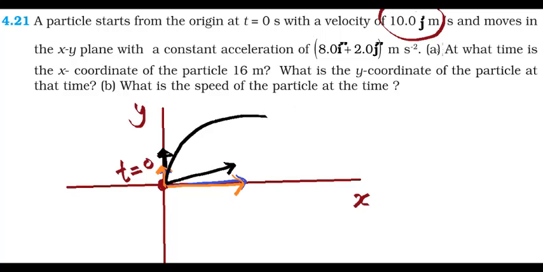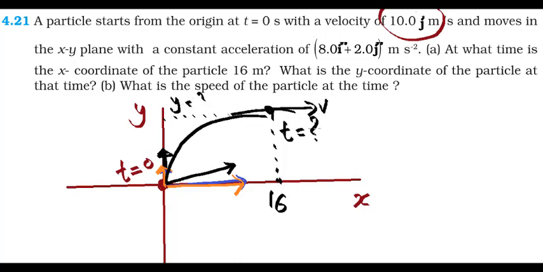What is asked? At what time is the x coordinate of the particle 16? That means after some time, say if this is x equal to 16, the particle will come somewhere here. At that point its x value is 16. At what time does it come? You need to calculate that time. What is the y coordinate of the particle at that time? What is the value of y? That's what is asked. What is the speed? At that point it will have a speed v. What is the speed of the particle at that time? This is the question.